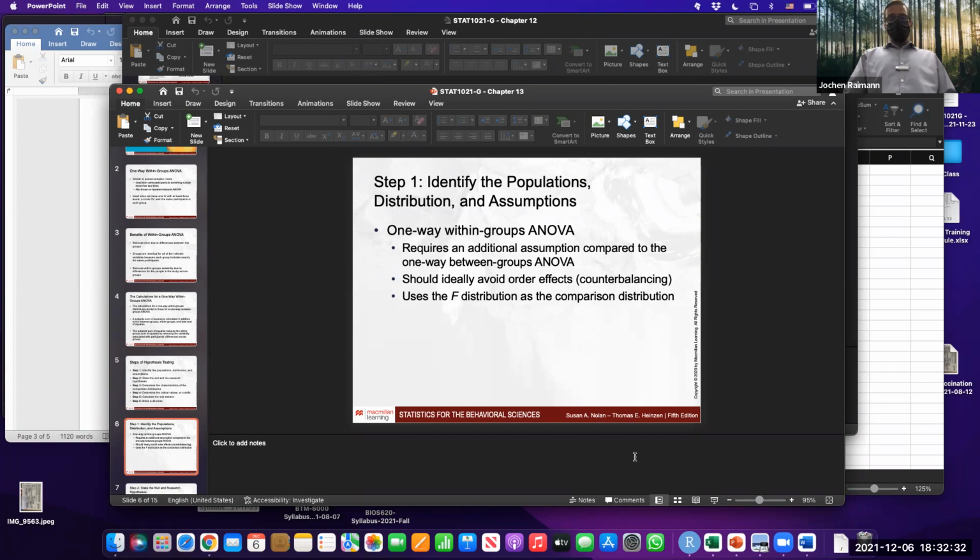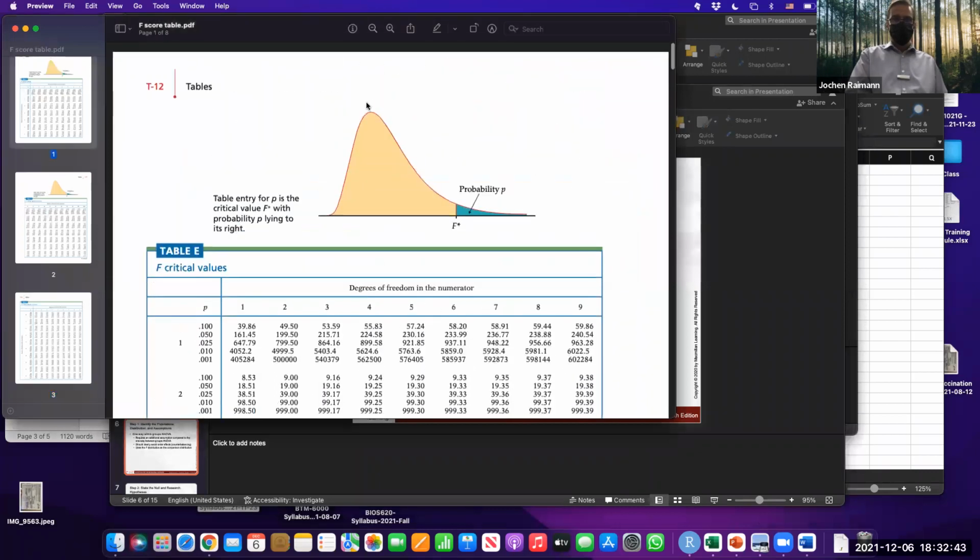So again, you use the F distribution as the comparison distribution. This is a unimodal right skewed distribution, which I have here. Here's a nice depiction. So again, this is the distribution. Here's the majority. If it exceeds the critical value, you are rejecting your null hypothesis, which is that none of the mu's are different from the grand mean.